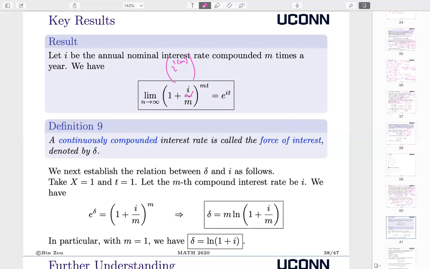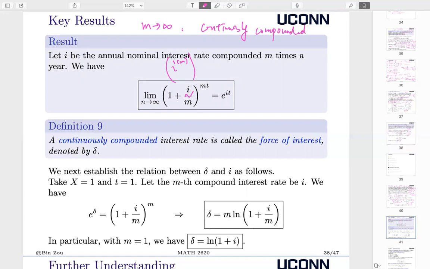Right now, we define a continuously compounded interest. That is basically when m goes to infinity, that is continuously compounded.